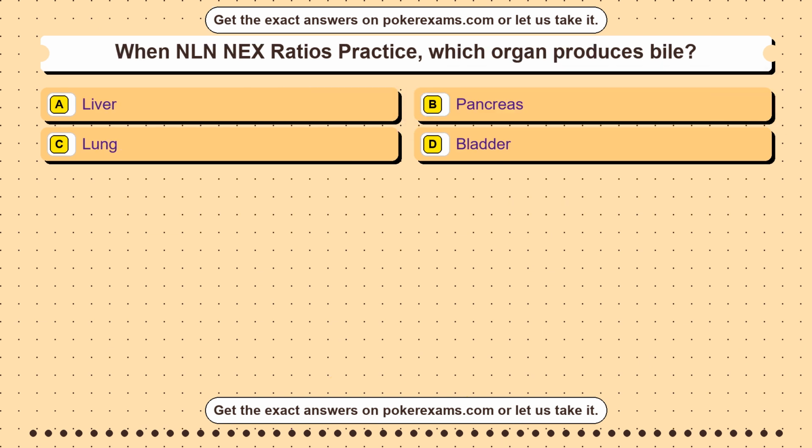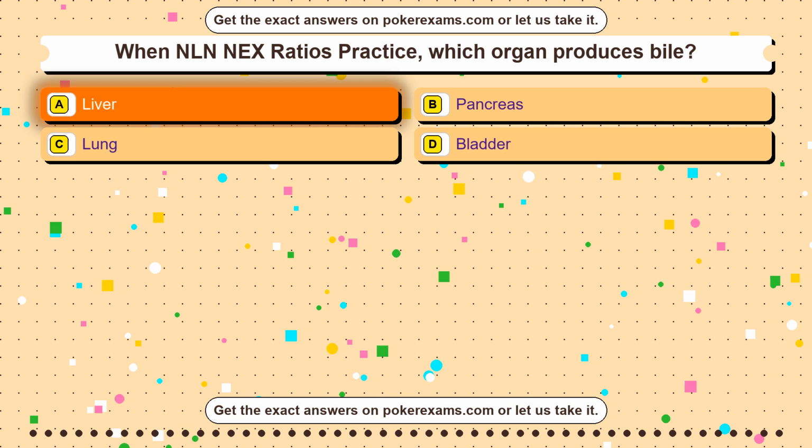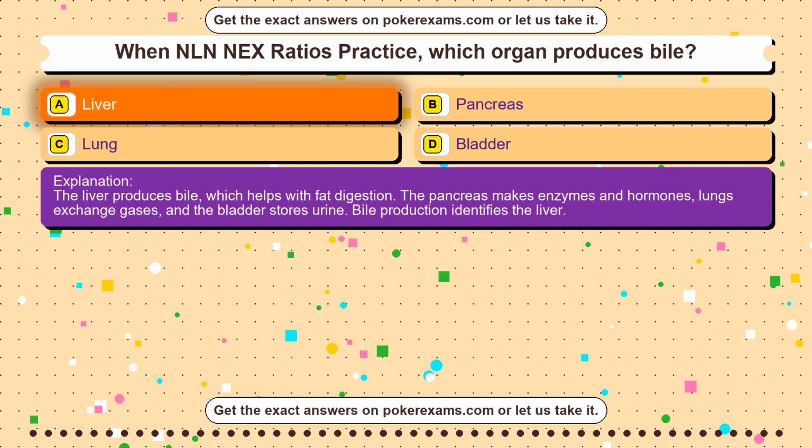Question 29. When NLN NEX Ratios Practice, which organ produces bile? Option A liver. Option B pancreas. Option C lung. Option D bladder. The correct answer is option A, liver. The liver produces bile, which helps with fat digestion. The pancreas makes enzymes and hormones, lungs exchange gases, and the bladder stores urine. Bile production identifies the liver.